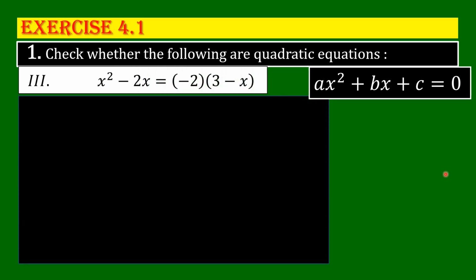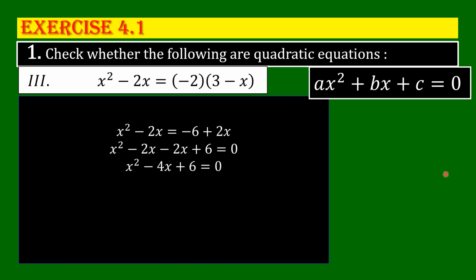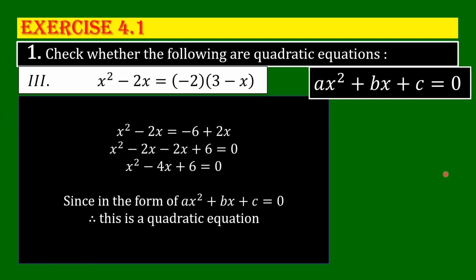Let's take one more. x squared minus 2x is equal to minus 2 into 3 minus x. So by rearranging it, we get x squared minus 4x plus 6 is equal to 0. This is a quadratic equation as it is in the form of ax squared plus bx plus c is equal to 0, right? So we saw that the expressions, we first rearranged them, simplified them, and checked whether the simplified expression or equation is in this form or not. Okay.